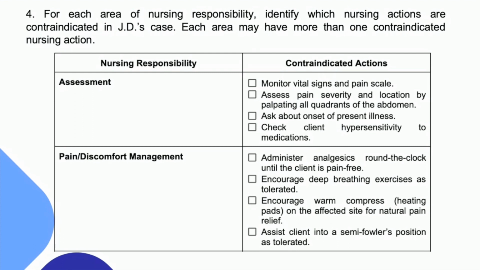But for these 2 that I selected, for assessment, the only thing that is contraindicated is assessing pain, severity, and location by palpation. You don't want to do that, and you need to be able to identify that it is incorrect. And then for pain and discomfort, we are not going to administer analgesics round the clock until the client is pain-free. We should be doing the pain management as the client requests. And also encouraging warm compress, we do not want to do a warm compress for appendicitis. If you don't know why, I definitely want you to look it up.